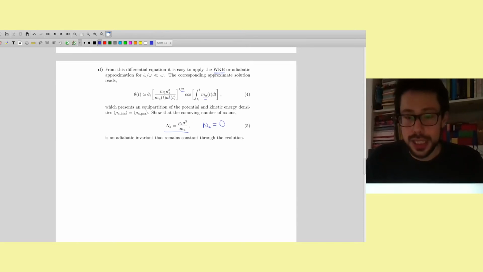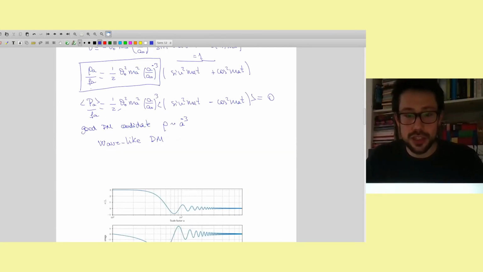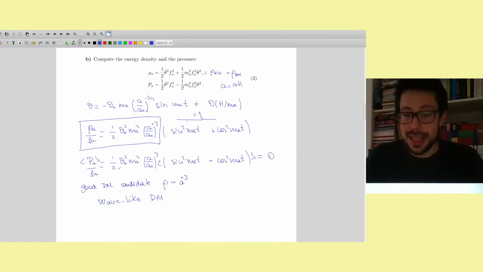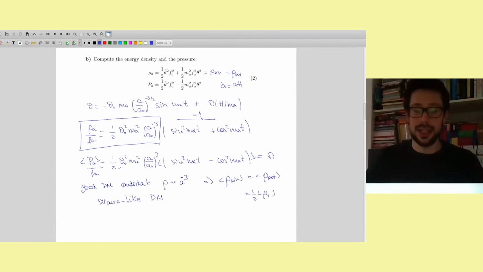In order to show this, we will use one property of this solution, that the kinetic energy is going to be equal to the potential energy. If you remember, this was exactly what we showed in this other simple case. If we take the average of the sine squared, we get the same as the average of the cosine squared. So from here, we could have obtained that the average kinetic energy density equals the average potential energy density, and it's nothing but 1/2 of the total energy density, right?